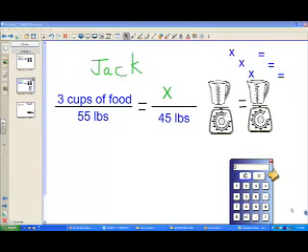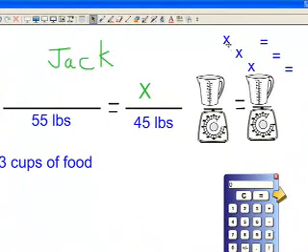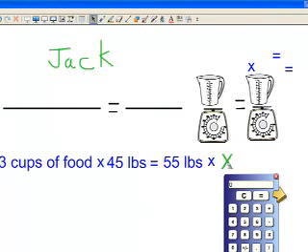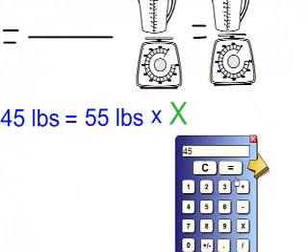There are many different ways to solve Jack's problem, but let's look at one using cross multiplication. I'm going to take my 3 cups of food and multiply that times 45. It's going to be equal to 55 times my x. What I'm going to do is multiply 3 times 45, which is equal to 135.